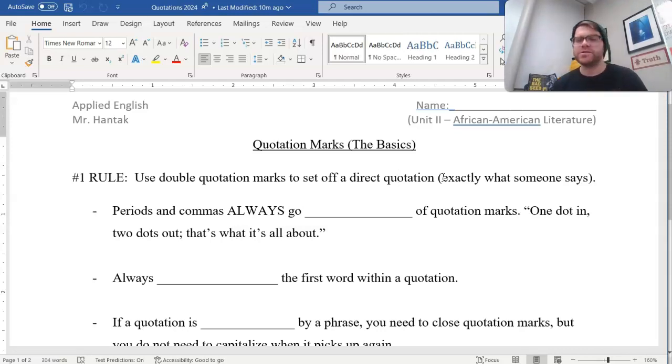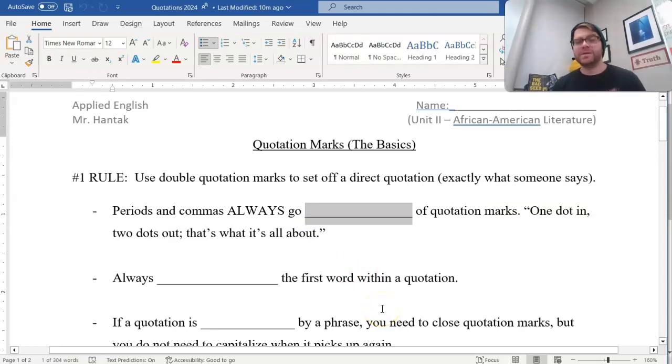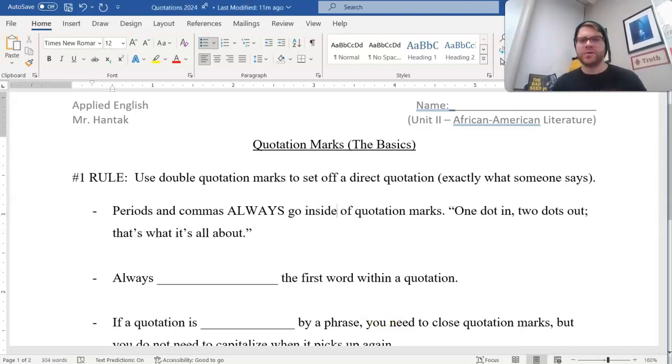There are a couple of grammar rules that we should be aware of when it comes to quotation marks as well. First of all, if you ever have periods or commas, especially towards the end of a quote, those are always going to go inside of quotation marks. The little jingle that I was taught in high school is "1 dot in, 2 dots out. That's what it's all about." 1 dot in: periods and commas go inside of quotation marks, especially at the end of a quote. Things like semicolons and colons, double dot punctuation, stay out. Question marks and exclamation marks, sometimes they'll go in, sometimes they stay out. That one just depends on the situation that you're writing in.